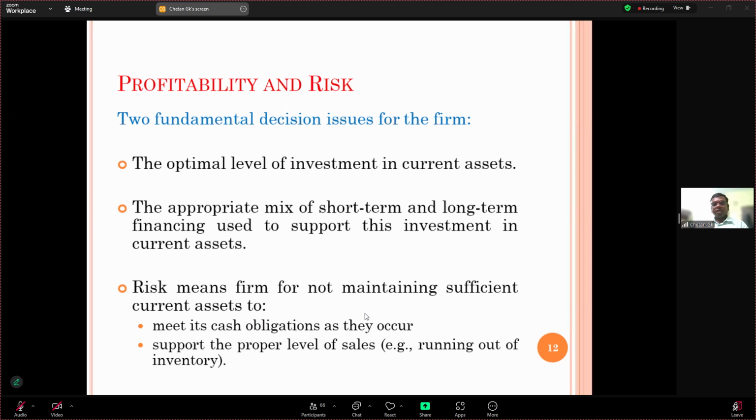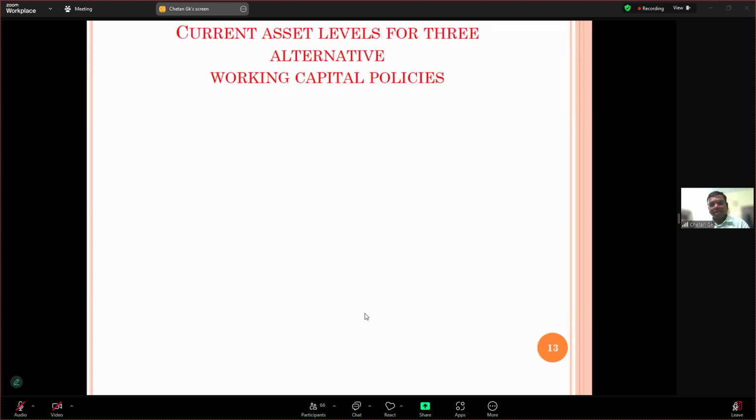What if your sales are going to happen, but you don't have a sufficient amount of inventory on the shelves of your supermarket? That is also going to be a worry. So you have to strike a balance between both. That is the reason it is called profitability and risk. So let us see the current asset levels for the three alternative working capital policies.